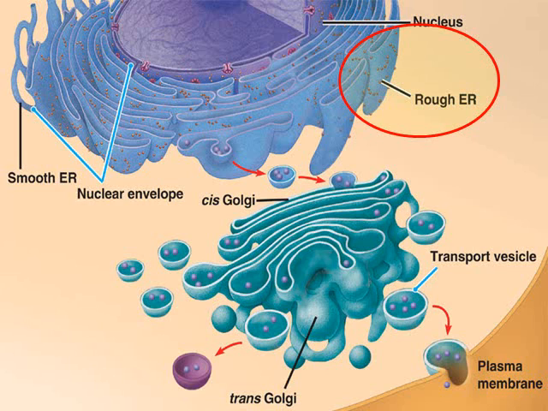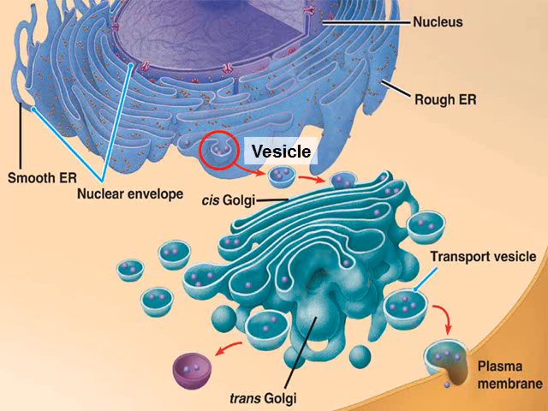These bound ribosomes make proteins that will be exported from the cell or sent to membrane-bound organelles in the cell. Here's how this works. The proteins made by the bound ribosomes are incorporated in the lumen, or internal space, of the rough endoplasmic reticulum. Then the protein is packaged into a vesicle, which is a bag of membrane that buds off of the rough ER.